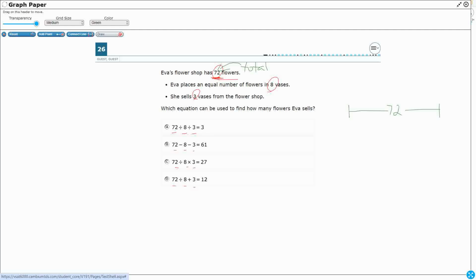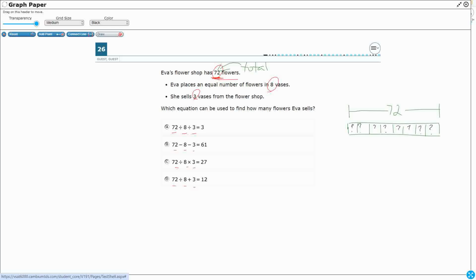Now, Ava places an equal number of flowers in 8 vases. So I've got 8 vases. What I'm going to do is draw a long bar underneath, and I need to break it up into eighths. So I'm going to break it into half, break each half into half, now I've got fourths. Break each fourth into half, now I've got eighths. So the question is, first off, how many flowers go into each vase? These would be question marks if I wanted to represent this first part.